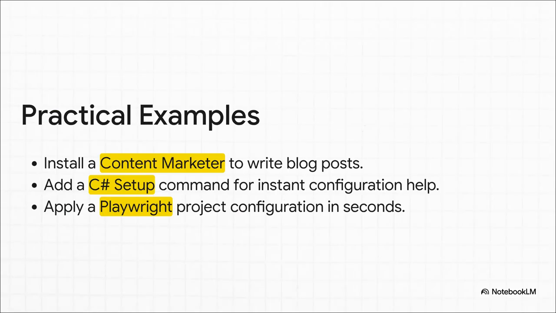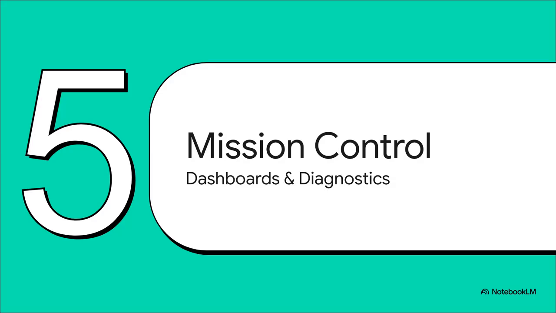So what that looks like in the real world is you can install that content marketer to write your blog posts, you can add a C# setup command to get instant help with your .NET config, and then apply a full Playwright testing setup to your project. And you can do all of that in just a few seconds. It's wild. But okay, believe it or not, there's actually more.